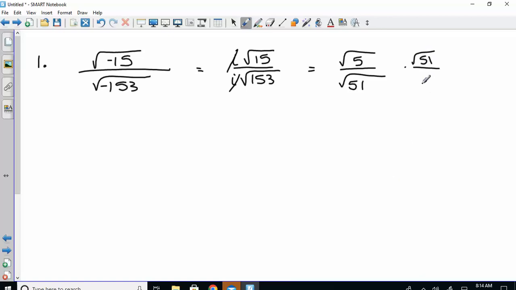So then we have to get the radical off the bottom, so if we multiply by the radical 51, radical 51 times radical 51 is 51. So we have the square root of 255. Does that reduce at all? No. So that would be our final answer. Make sure you check to see if any perfect squares go into it.